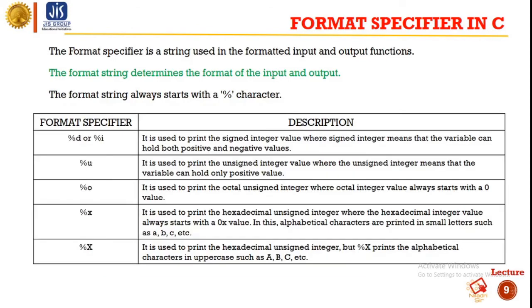Next, what are the format specifiers in C? Okay, so the format specifier is basically a string used in the formatted input and output functions. The format string determines the format of the input and output. The format string always starts with the percentage or modulo character. It can be defined as the operator which is used in association with the printf function for printing the data that is referred by any object or any variable.